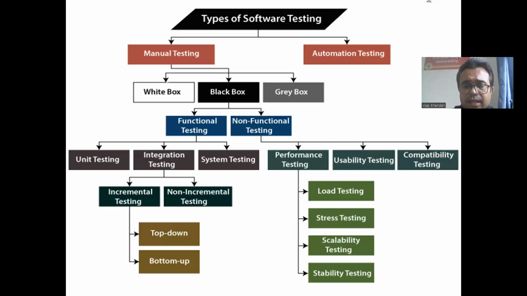There are different ways to do regression testing, like retesting, re-execution, and comparison. The main advantage of regression testing is that it helps to ensure the changes made to the software do not introduce new bugs or cause existing functionalities to break. So this is all about regression testing.